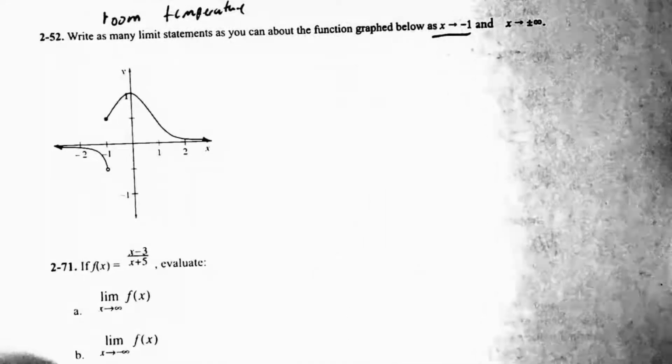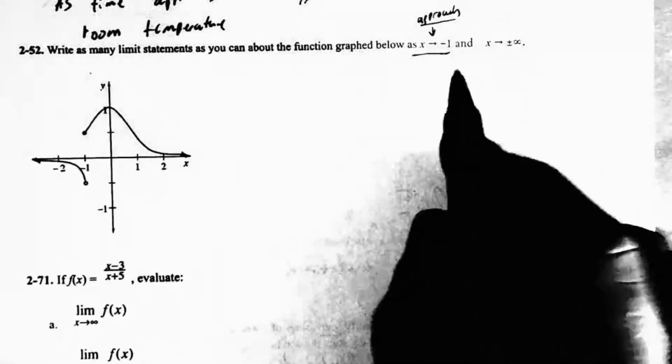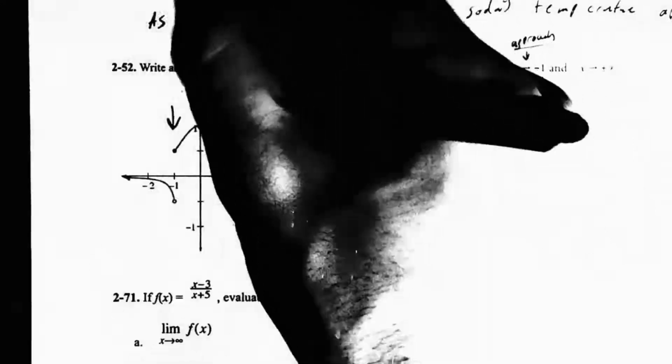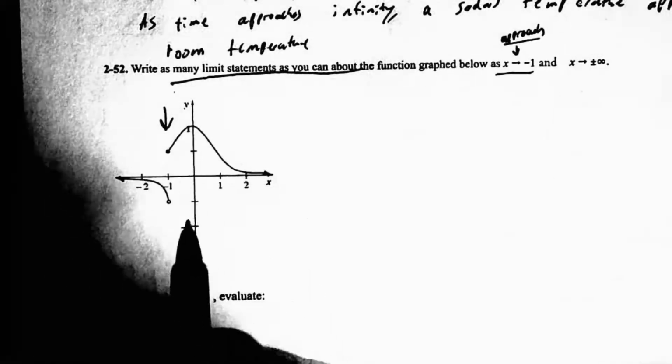Write as many limit statements as you can about the function graph below as x approaches -1. Remember, this little arrow means approach. As we get closer to -1 and as we approach positive and negative infinity. So let's start with -1. Visually, we look at -1 right here. I want to write as many limit statements as I can. I can write 3 limit statements about -1.